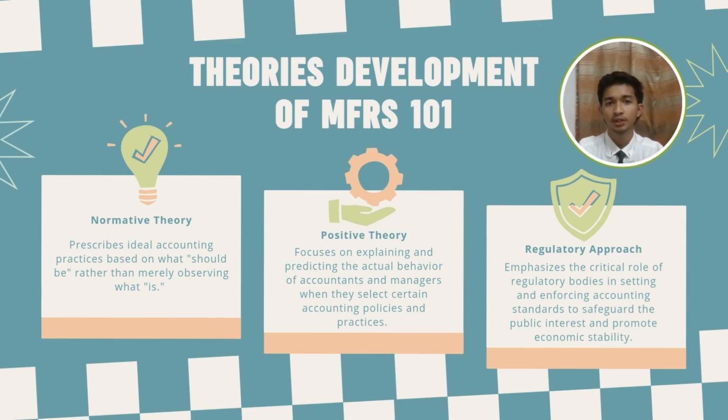By establishing standardized rules and frameworks, regulatory bodies aim to ensure that financial reporting is fair, transparent, and reliable, thus fostering trust and confidence in the financial system. The regulatory approach supports the objective of MFRS 101 by emphasizing the need to maintain public trust and confidence in financial reporting. By mandating standards that minimize inconsistencies and guard against misleading or inaccurate financial information, regulatory bodies help prevent financial misstatement and corporate scandals that could undermine market stability.